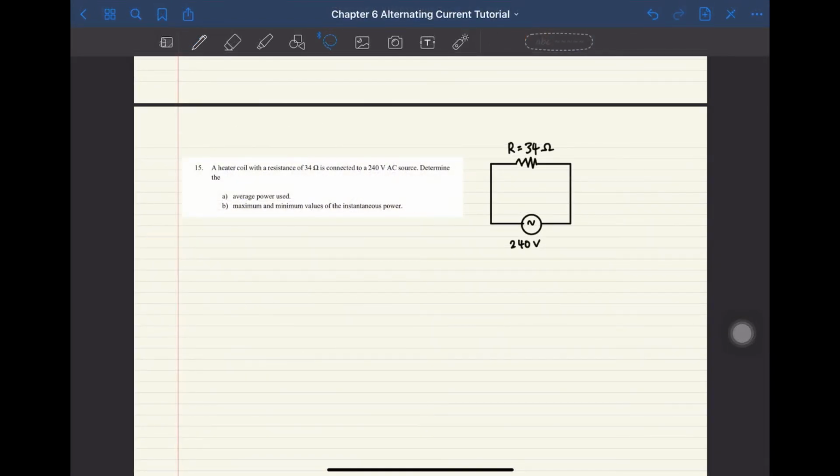Okay, for question number 15, this is the last question of the tutorial. A heater coil with a resistance of 34 ohm is connected to a 240 volt AC source. Determine the average power used. So first, they want you to find P average. And then the second question, they want to find the maximum and minimum value of instantaneous power, so P max, P min.